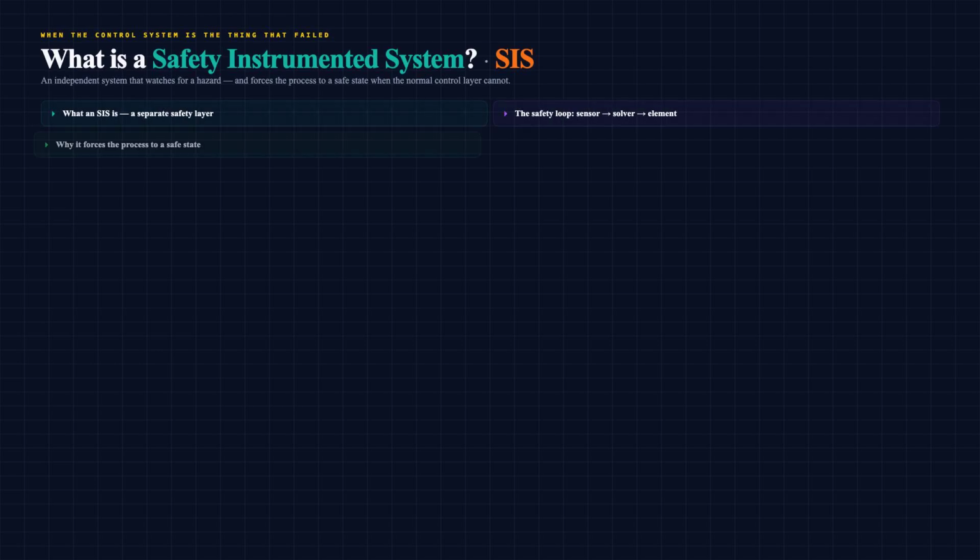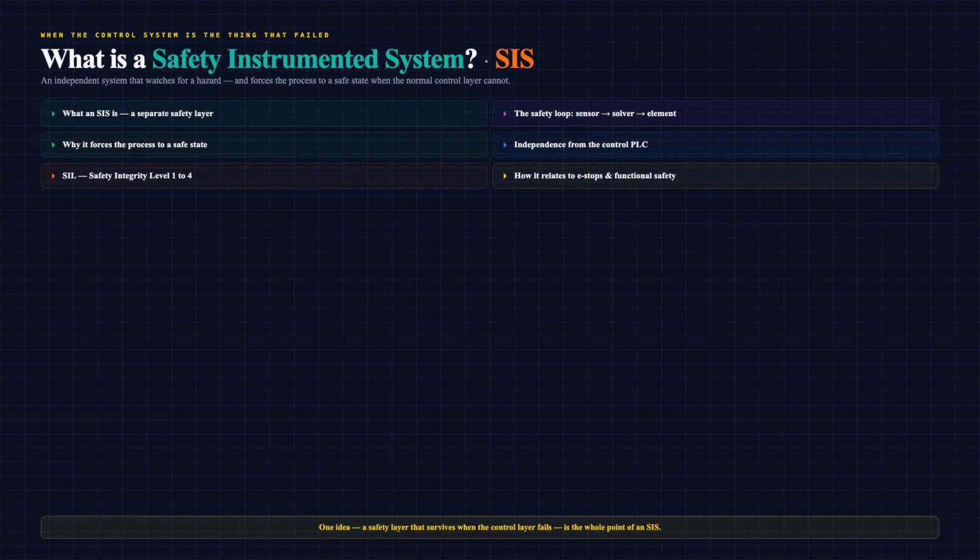A chemical reactor is climbing past its safe pressure. The normal control system should have caught it, but it is the very thing that failed. So what stops the explosion? A completely separate system, sitting in the background, watching for exactly this. When the process goes dangerous, that system steps in and forces it to a safe state. That is a safety instrumented system, an SIS.